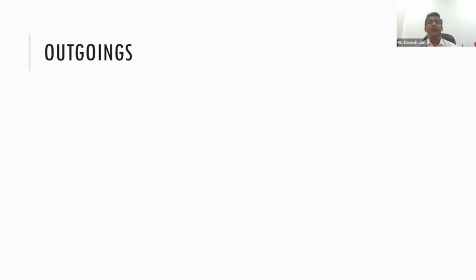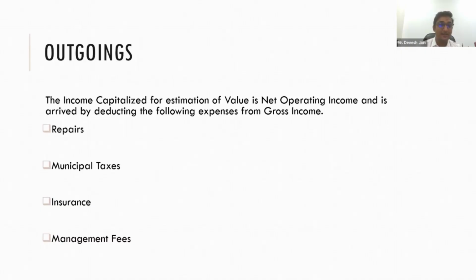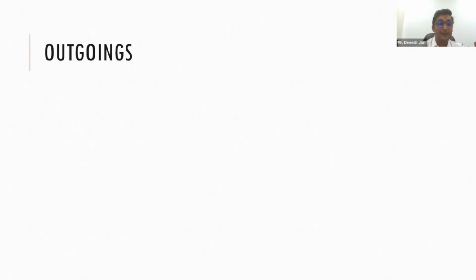Now we come to outgoings. Okay. So what are the outgoings? The income capitalized for estimation of value is the net operating income. It is arrived at by deducting the following expenses from the gross income, right? So repairs, municipal taxes, insurance, and management fees. So these are the basic outgoings that we study, right? So we'll just look at them in a couple of lines.